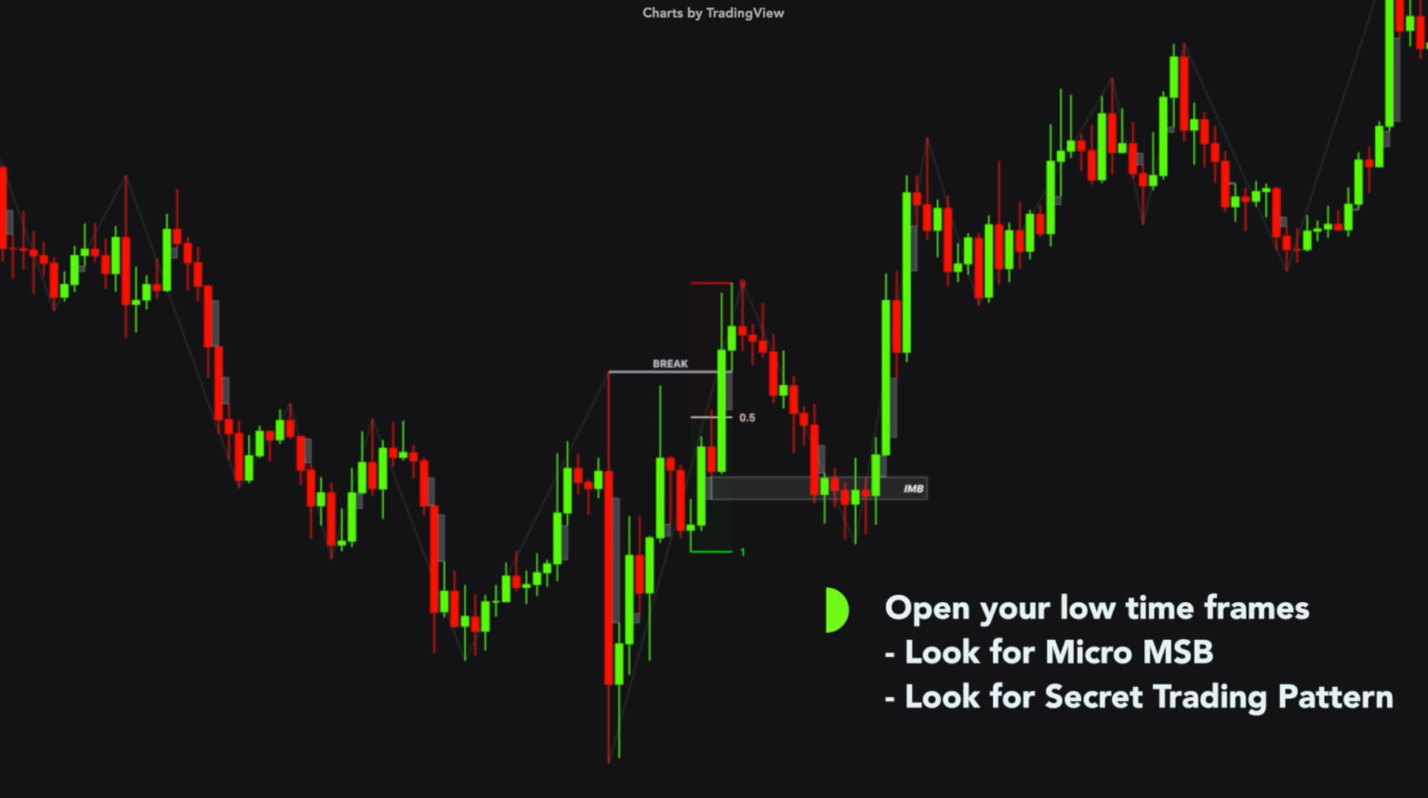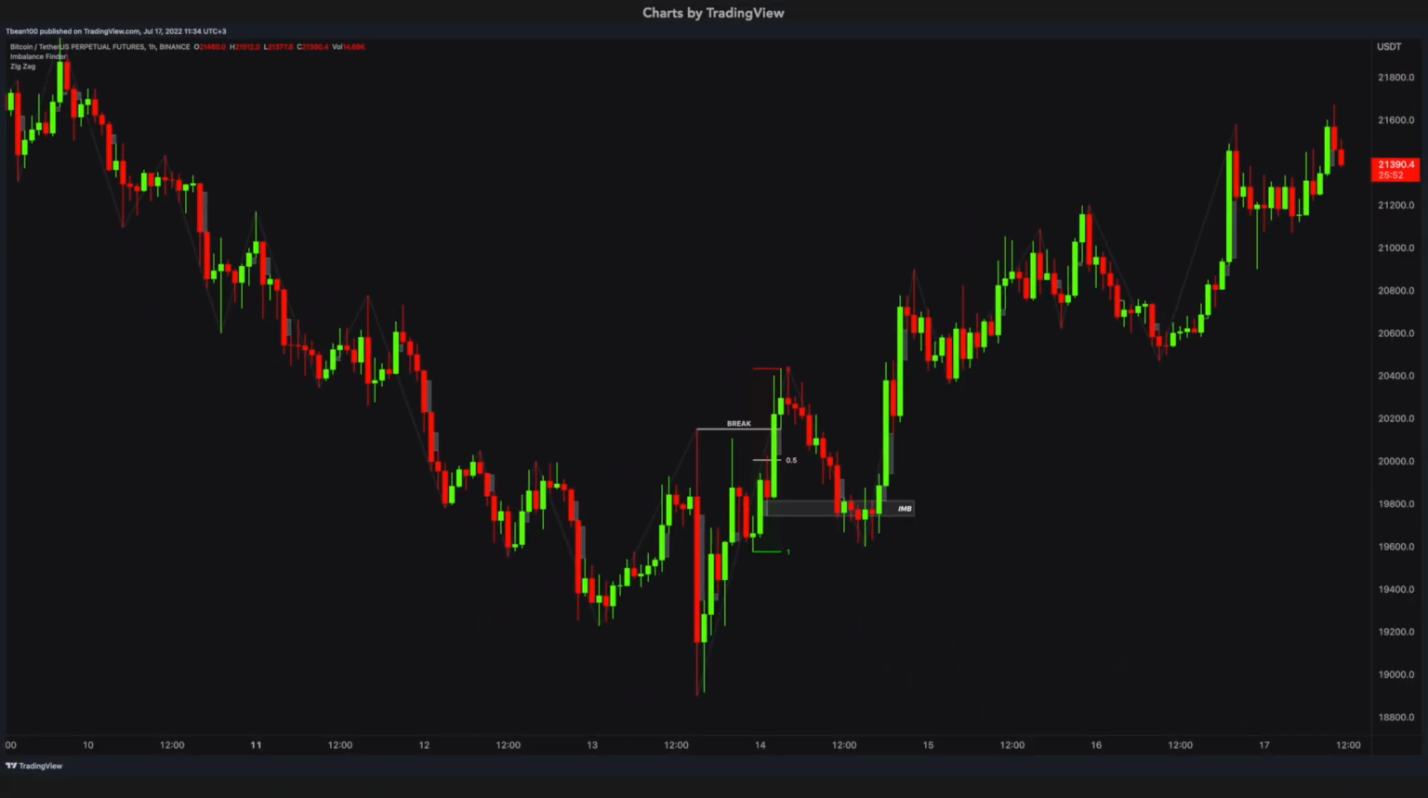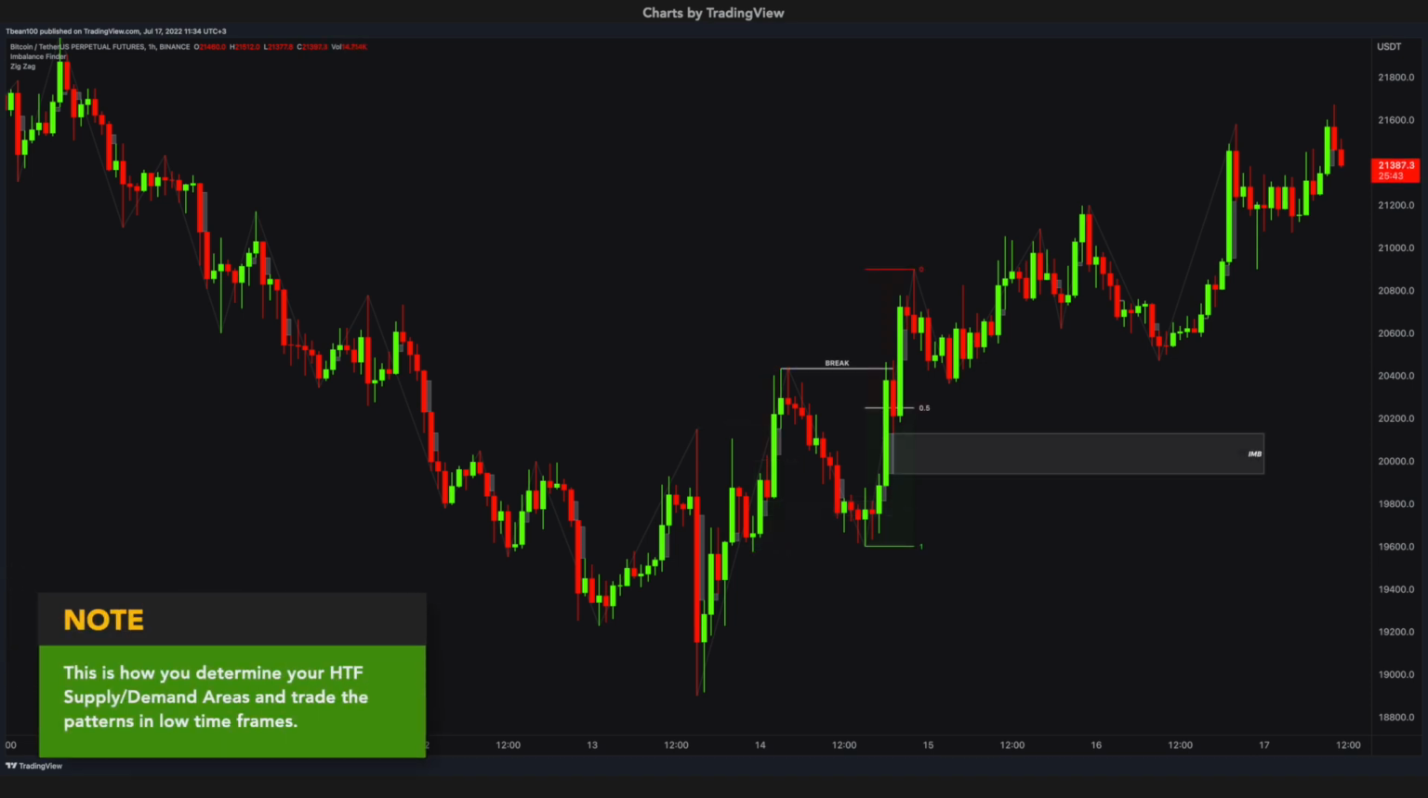This is it. This is where you open your low time frames, wait for a micro entry opportunities, and quickly scalp them, use micro MSP or our secret trading pattern. Now another example. However, this time obviously price never comes back to imbalance. But one day it will be.